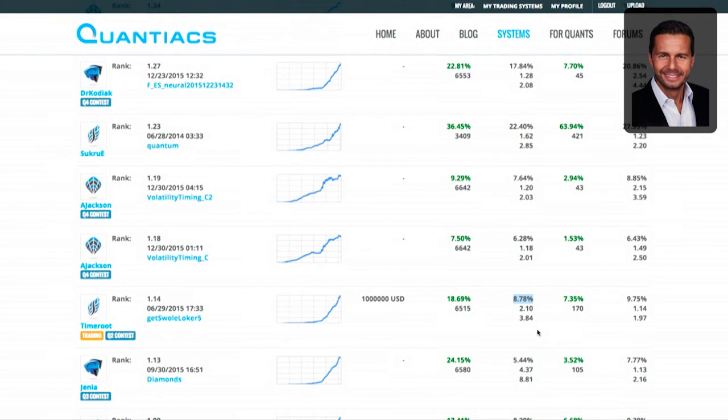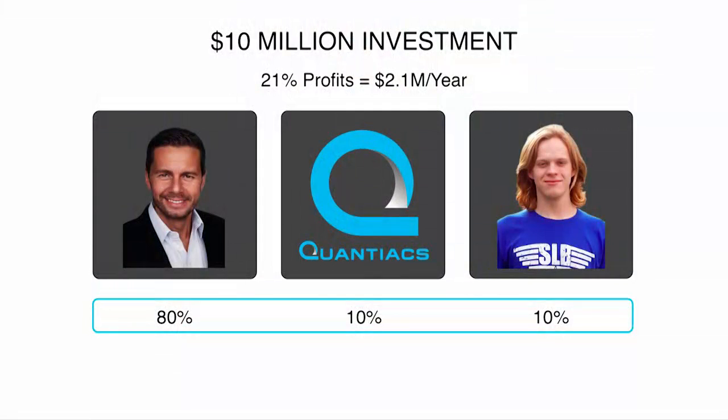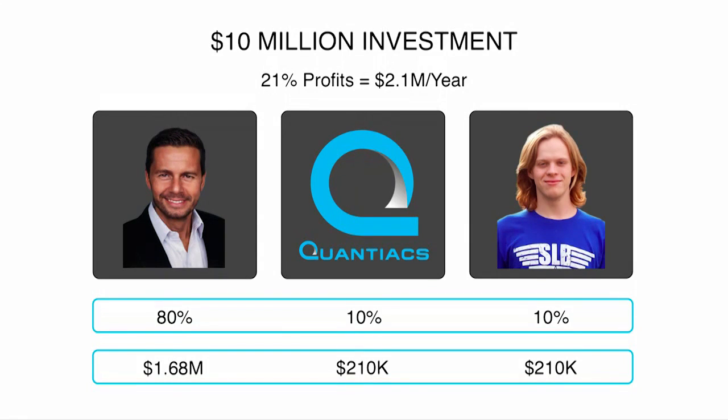So Christian invests $10 million in Alex's strategy and expects to make 21% a year or 2.1 million a year. Quantiacs handles the trading operation for Christian. He does not need to worry about anything. And Christian gets to pocket 80% of the profits of this algorithm and shares the other 20% in equal parts with Quantiacs and Alex. So Alex can expect to make $210,000 a year as long as his algorithm keeps performing, which is pretty cool for a 19-year-old college kid, and 4 weeks of work that it took Alex to write this trading strategy.